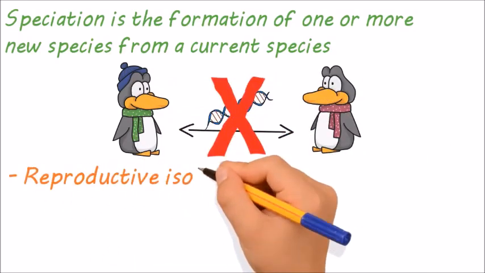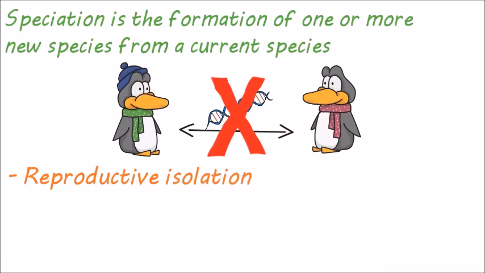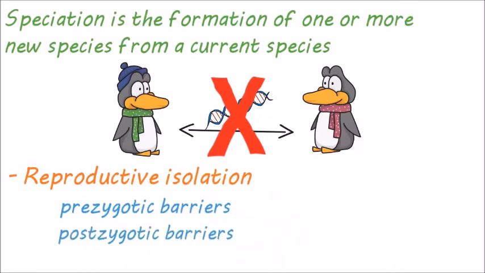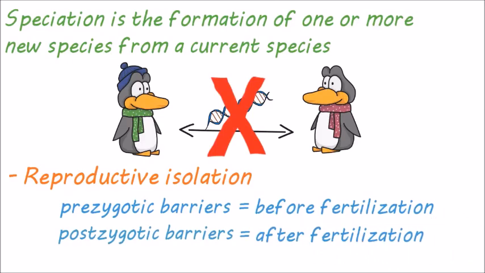This is called reproductive isolation, and there are two main categories of contributors to this isolation: prezygotic barriers and postzygotic barriers, so named for whether they occur before or after fertilization.